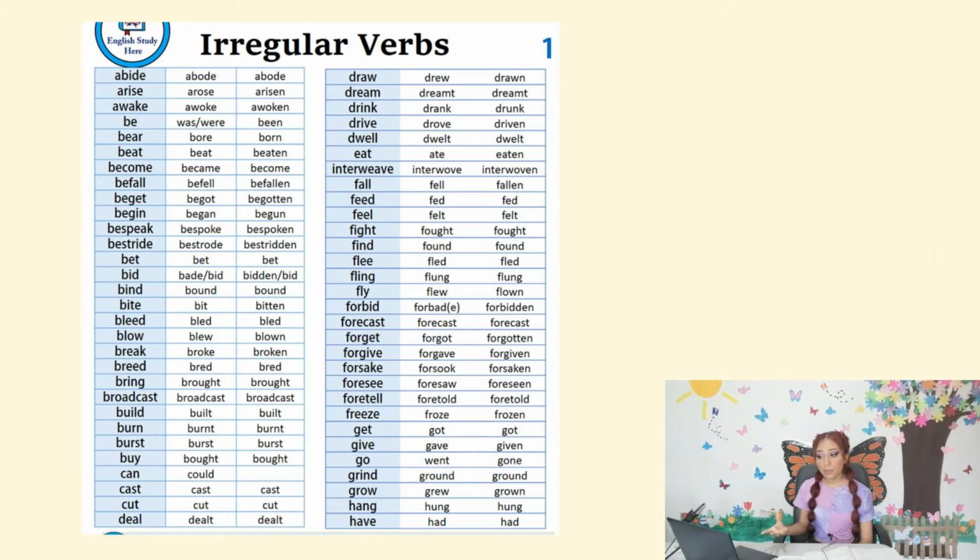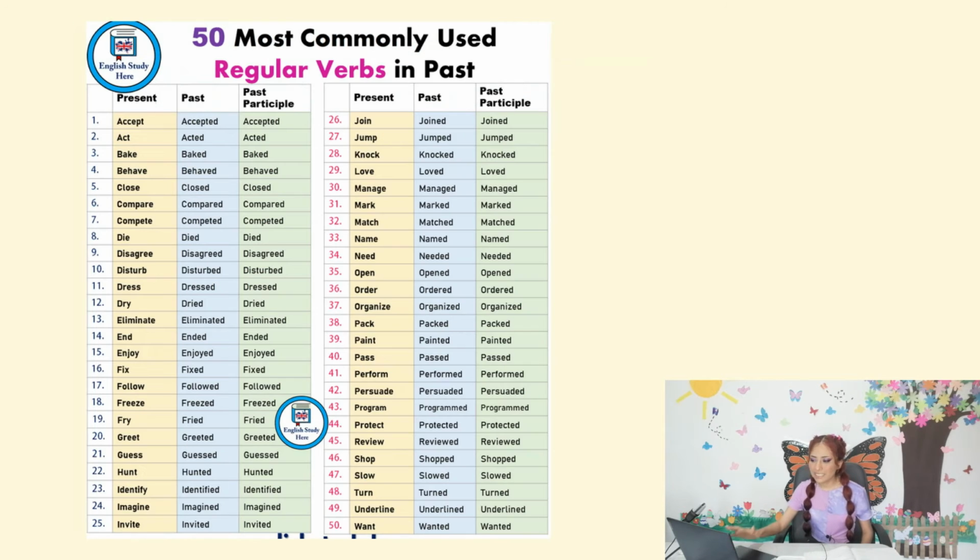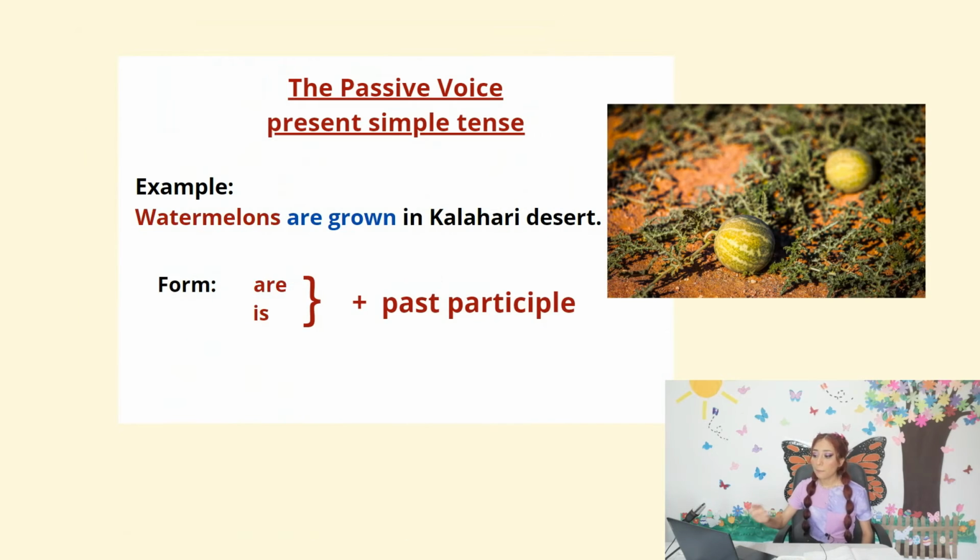Remember, if you can copy this, if you can print it, if you can paste one of these charts in your notebook, please do it because it's important for us to have this information in our notebooks. Okay, so how do we use or why do we need to have these verbs? Because they are going to help us to make sentences in passive voice.